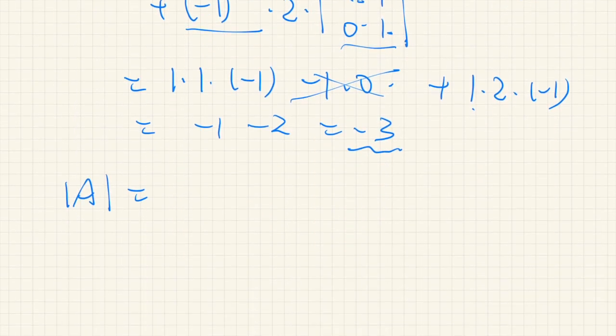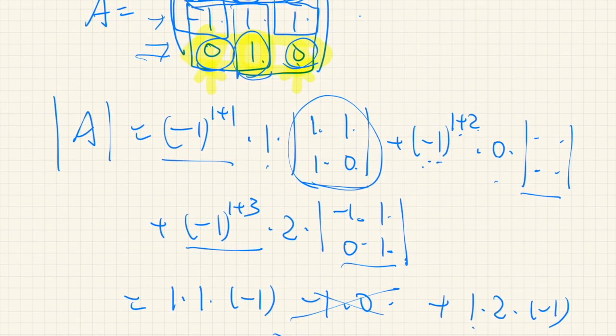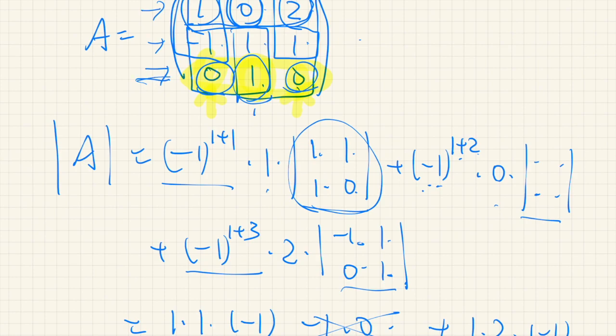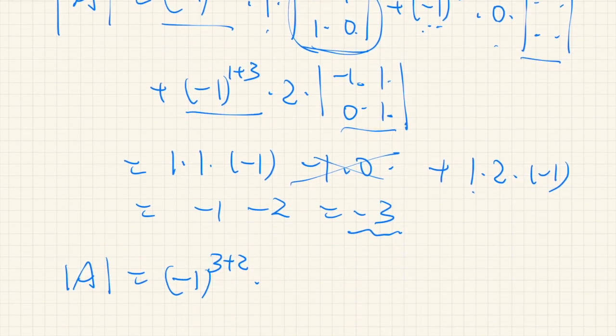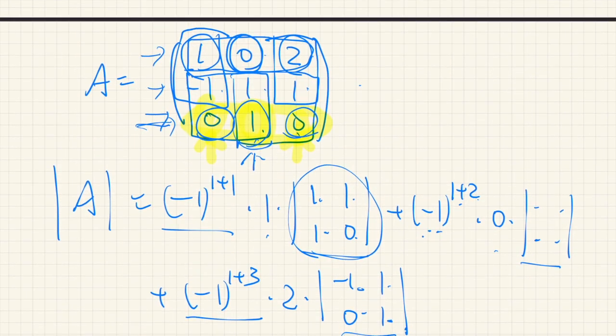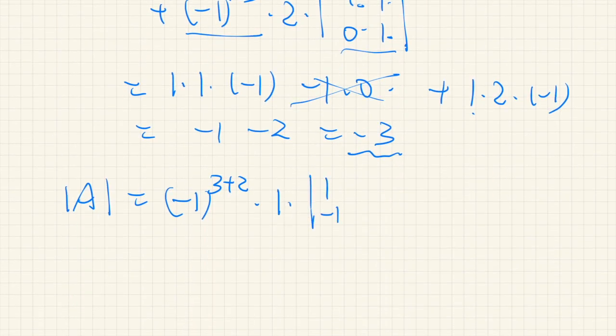So negative 1 to the power of, that is the third row and the second column. That's third row and second column. And that element is 1. And the smaller matrix in this case is 1, negative 1, and 2, 1. So this is negative 1 to the power of 3 plus 2.